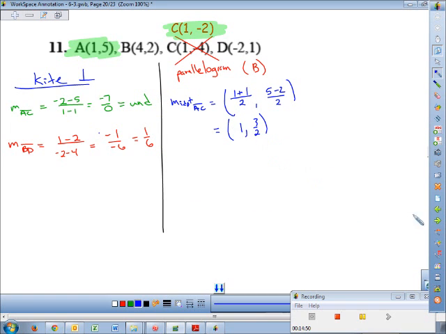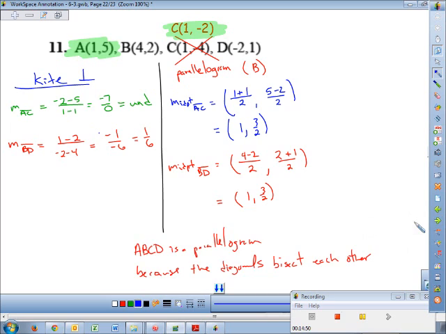I got (1, 3/2) for my first midpoint. I got (1, 3/2) again for my second midpoint. So boom, I'm done. ABCD is a parallelogram because the diagonals bisect each other. Sound cool? Just for fun, I'm going to let you watch me do the isosceles trapezoid trick again because we've only done that once, and I think it's worth showing you again. I want to find their distances for isosceles trapezoid.